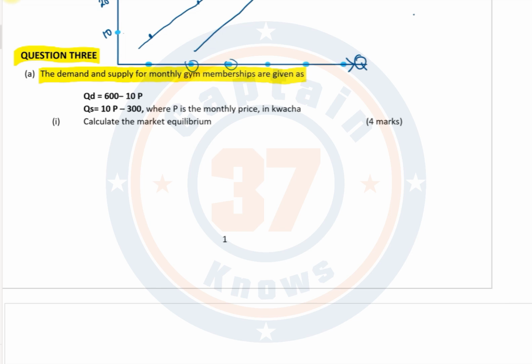And then we're asked to calculate the market equilibrium. Now, market equilibrium refers to a point at which the quantity demanded is equal to the quantity supplied. So that's a point which is known as equilibrium. In this particular case, we've been told already that the quantity demanded is equal to 600 minus 10p, and that the quantity supplied is equal to 10p minus 300.